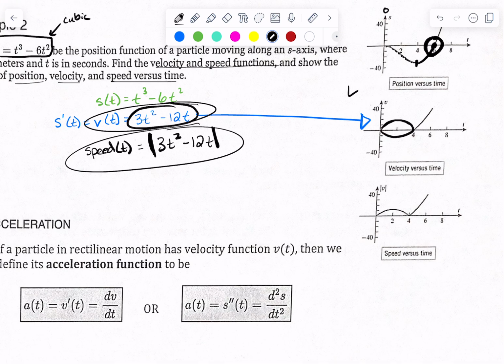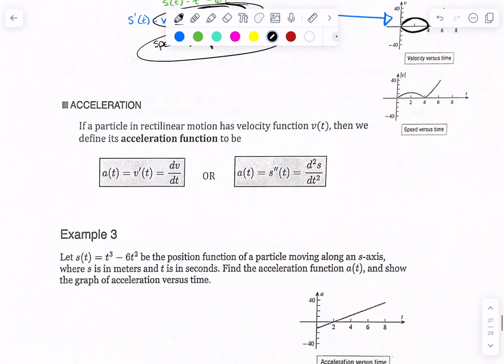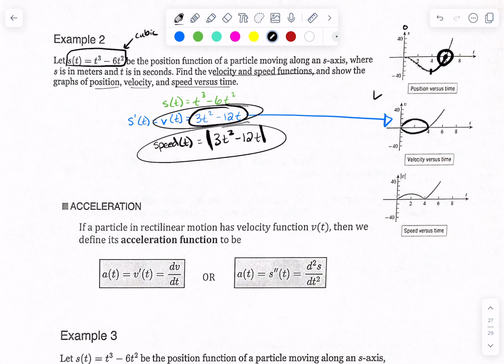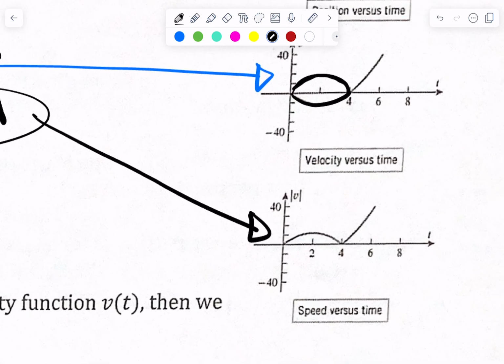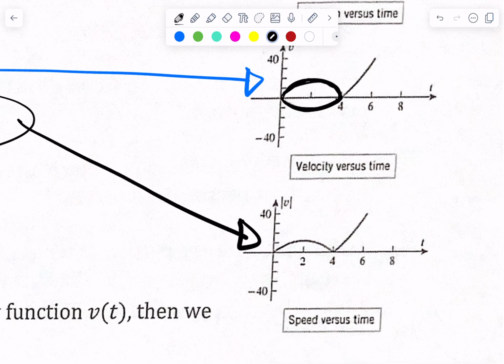Speed of t is equal to the absolute value of 3t squared minus 12t, because you can't have a negative speed. Right, true. Okay, so wait. Our velocity is only the second graph? Yes. Then speed is the third graph, because they've flipped this bottom part to the top.